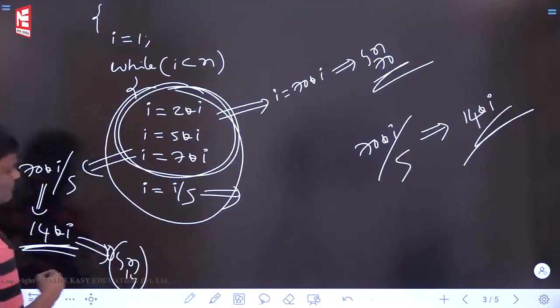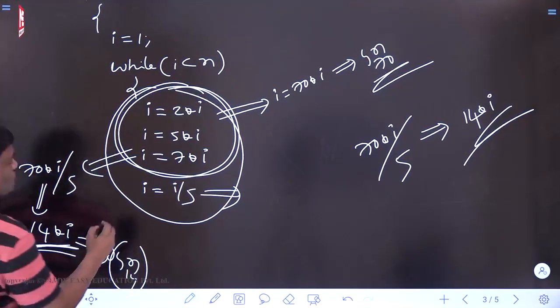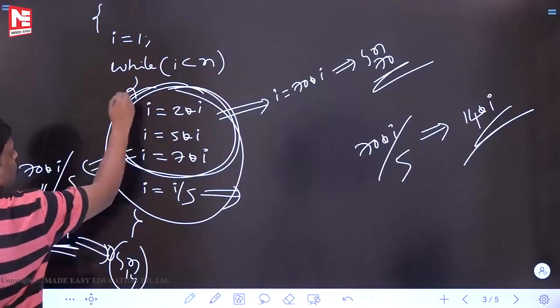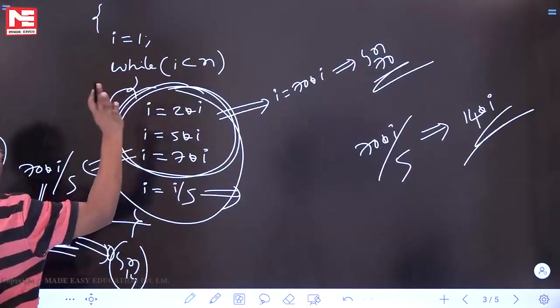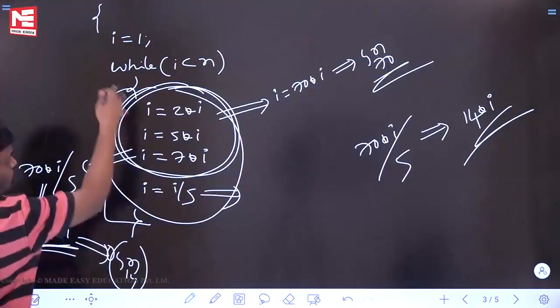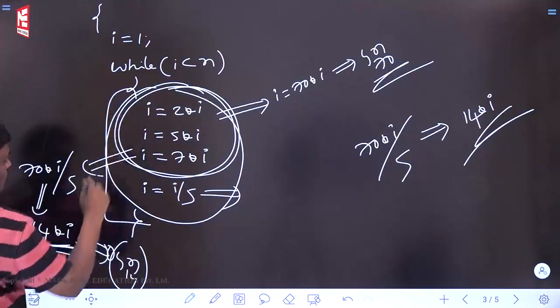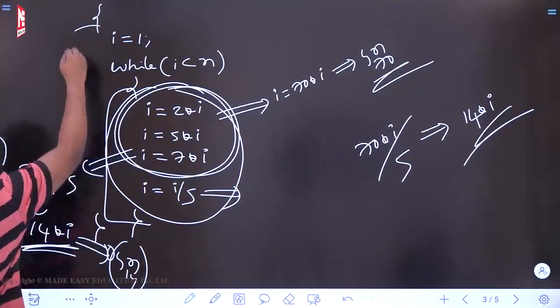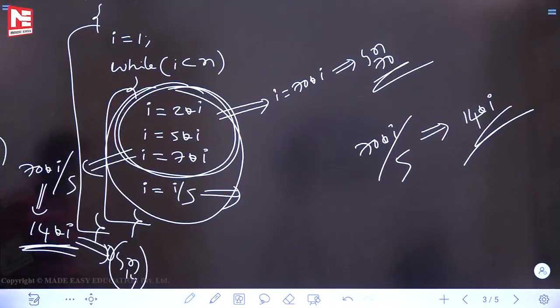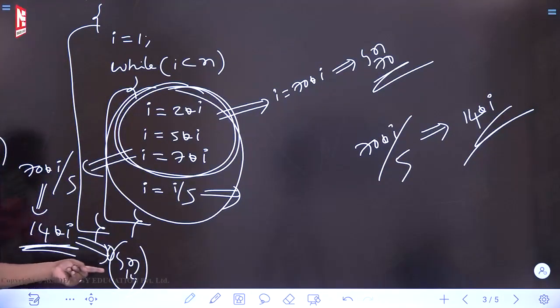Big O of this. So what is the purpose of this problem? Only multiplication you can do, only division also you can do. If both are there, just see the overall value. Whatever it is, that is the answer. Overall value if you see is 14 into I. So every time into 14 like that, so log n base 14.